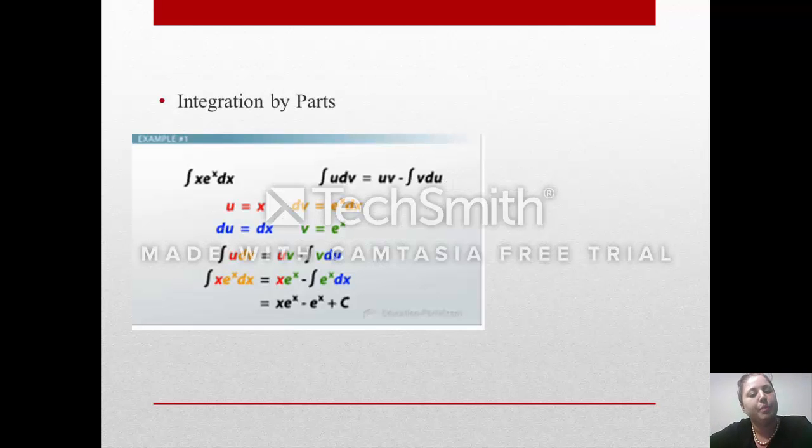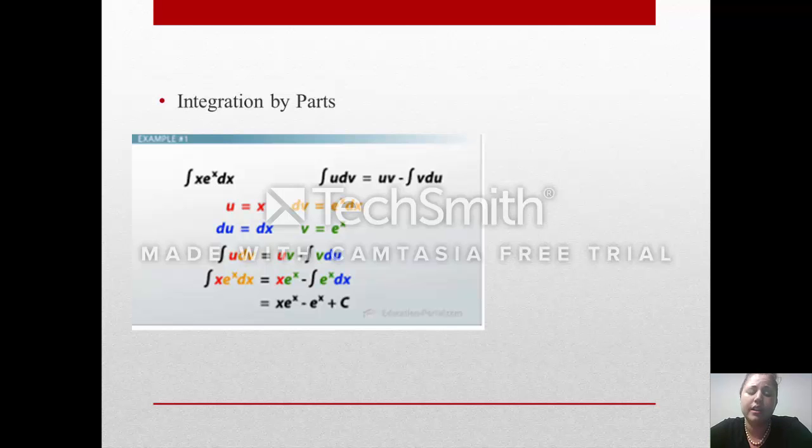Next, we'll go to integration by parts. The formula for integration by parts is the integral of u dv equals uv minus the integral of v du. So you have an antiderivative times a derivative.